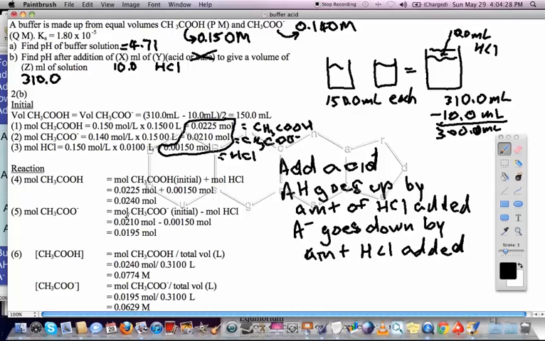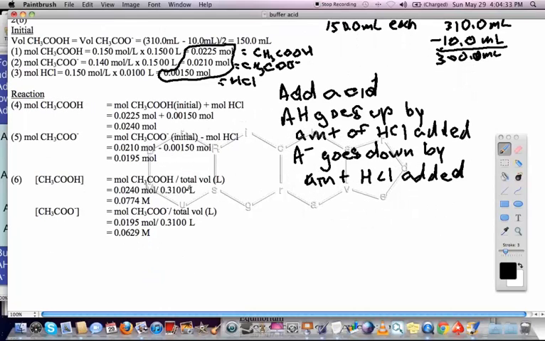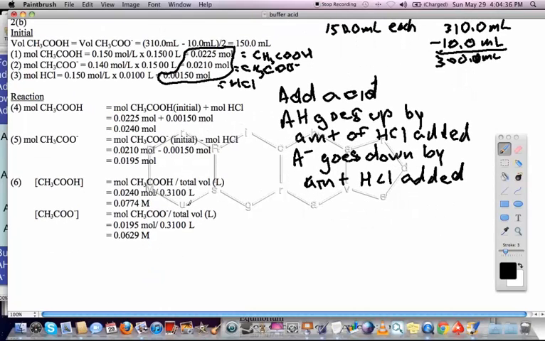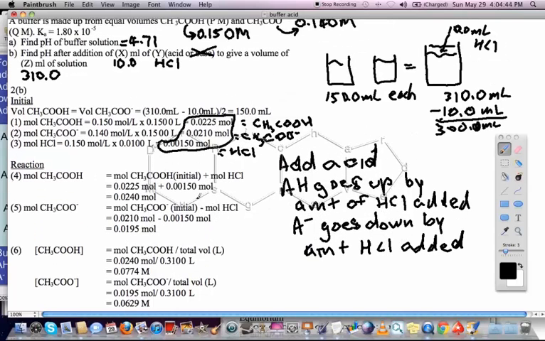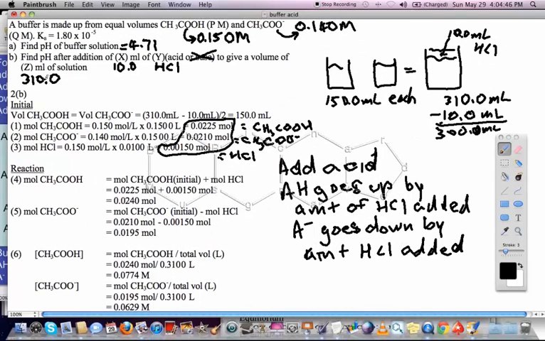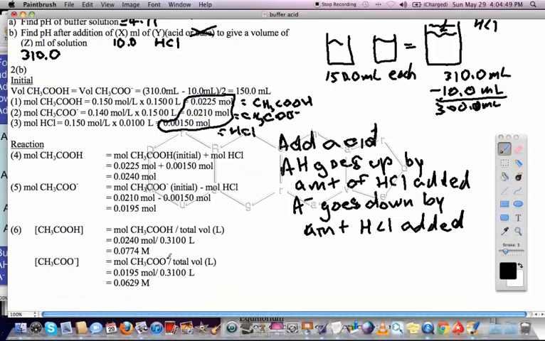Alright, so these are our new total moles, 0.0240 moles of the acid, 0.0195 moles of the base. Our next step is to calculate the concentrations of those, and we do that by dividing each of those moles by the total volume in the solution, of course converted to litres. That total volume was given to us in the problem as being 310.0 mLs, and we're converting that to litres, 0.3100 litres. Again, keeping our eyes on the significant figures each time. So these are the new concentrations, 0.0774 for the acid, 0.0629 for the base.